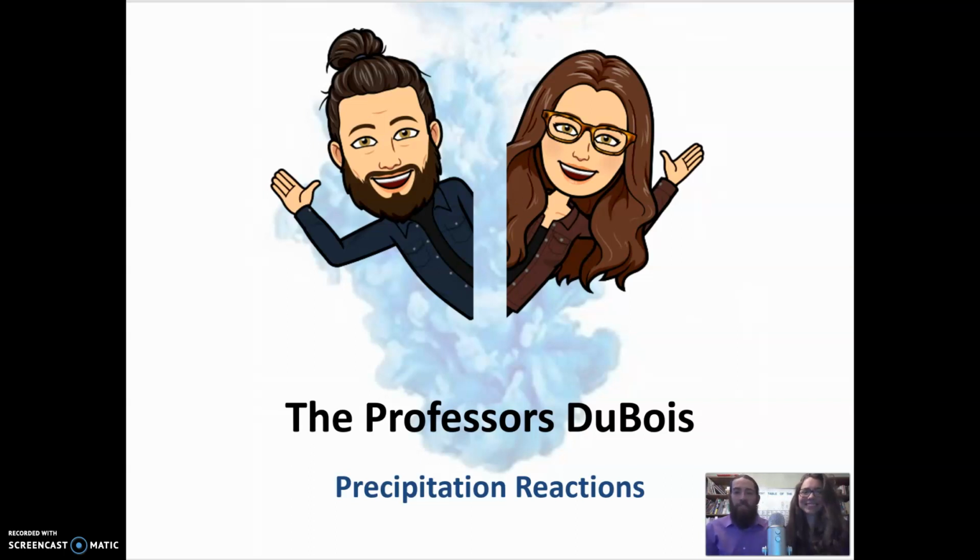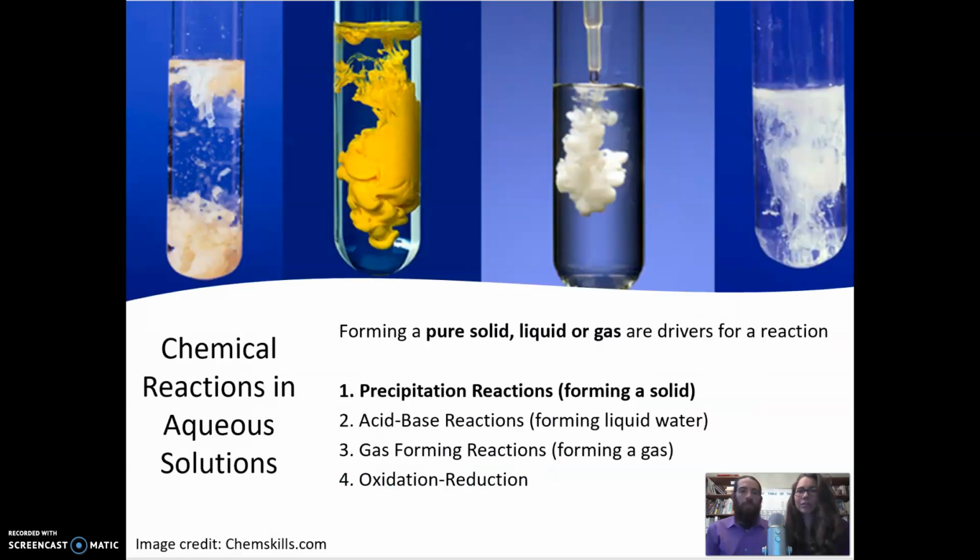We are the Professors Du Bois, and in this lecture we're going to talk about a very specific type of reaction that's really pretty cool. One of my favorite types of reactions, and it's called a precipitation reaction. Precipitation, not precipitation, which we see a lot. Precipitation, kind of like snow and rain.